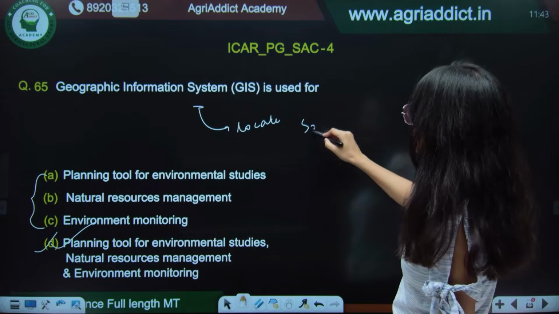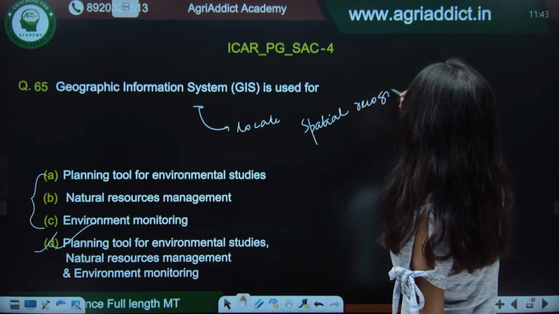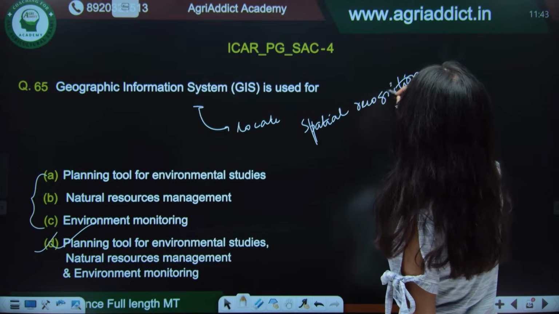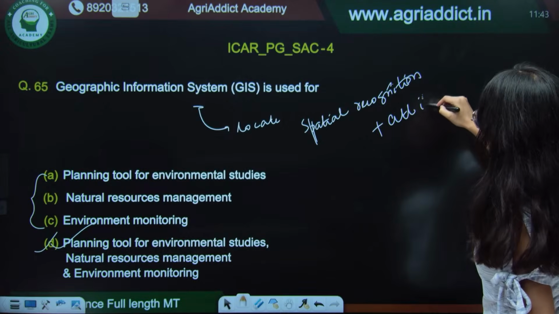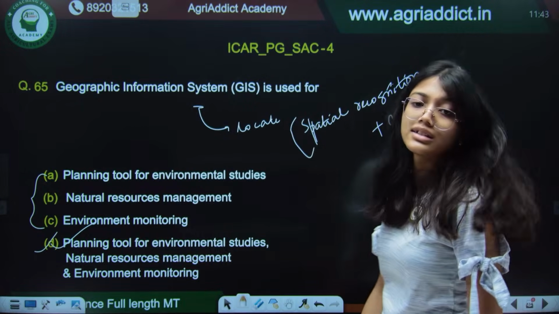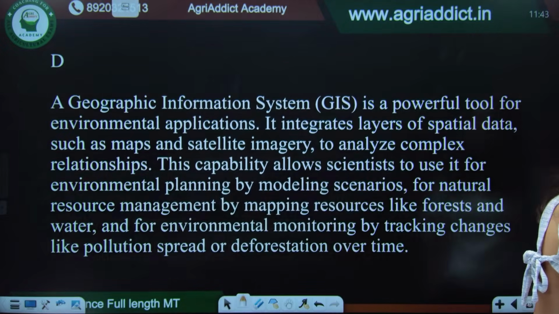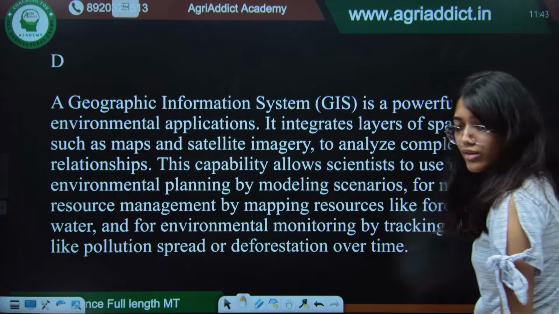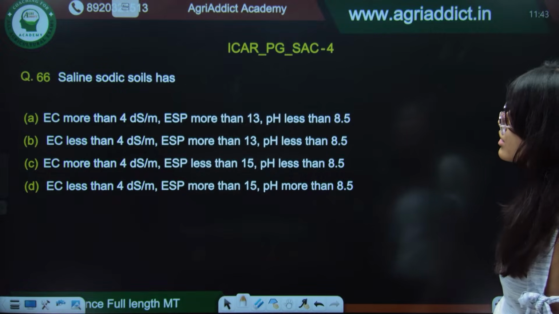So it will help in spatial recognition of a particular point, and then it will overlay it along with the attributes of that particular area, and that is how you are going to get the information about a particular object. So here it is given, you can read it according to your time. Next, saline sodic soil has.